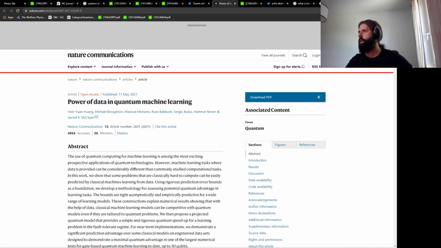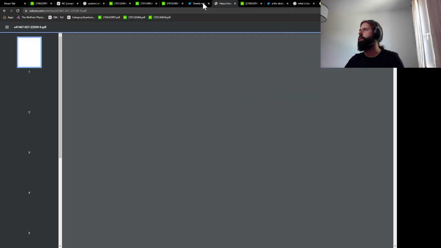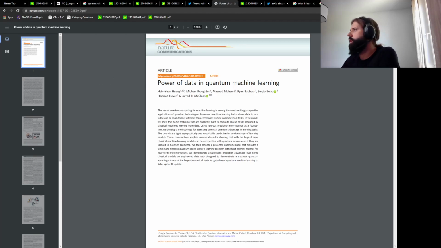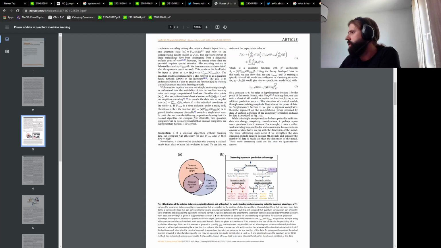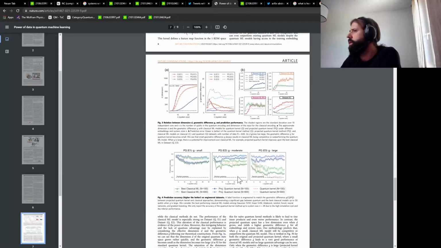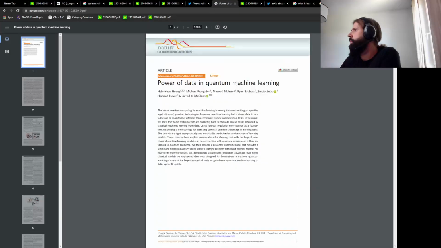But maybe, so that's another paper, open access. Maybe I should go through these one by one. Power of data in quantum machine learning. I see the same figure being used in here. It's 8 pages. What is the abstract?